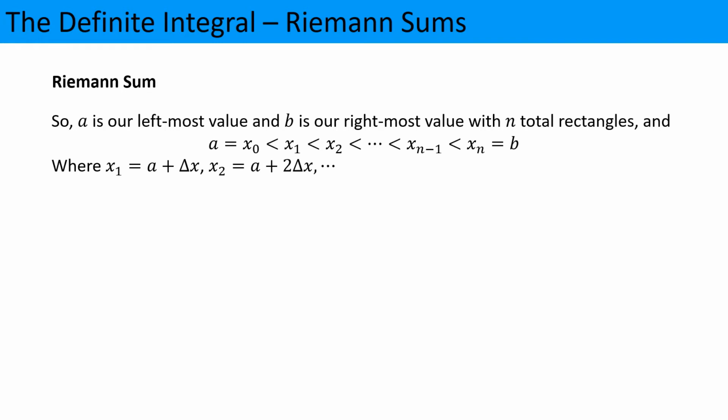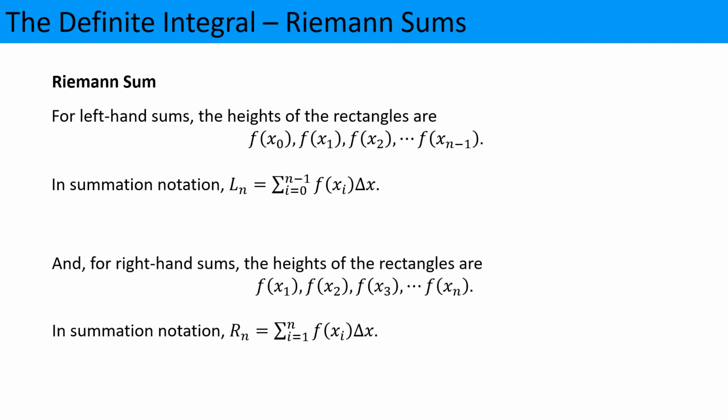For the left-hand sums, the heights of the rectangles start at x sub 0. So f of x sub 0, f of x sub 1, f of x sub 2, all the way to f of x sub n minus 1. And in summation notation, we would write L sub n is equal to, and notice that for the indices of summation, we start at 0 and go to 1 less than the total number of rectangles. That is the summation of i equals 0 to n minus 1 of the function f evaluated at x sub i times delta x, which is the width.